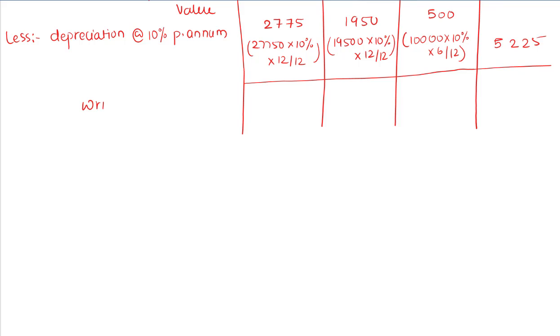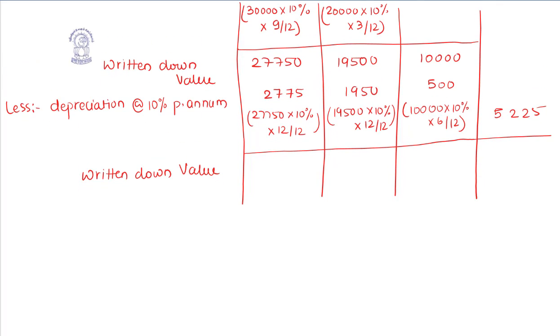Write written down value, WDV. 27,750 minus 2775 equals 24,975. Over here it is 17,550 and here it is 9,500, as you can see very easily.